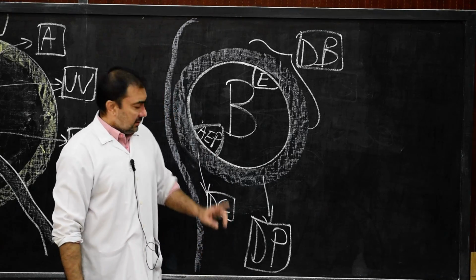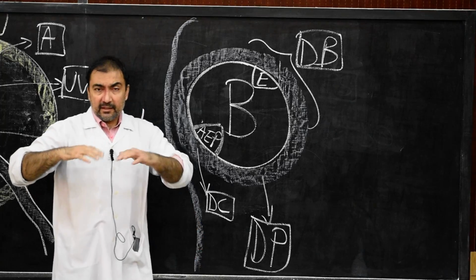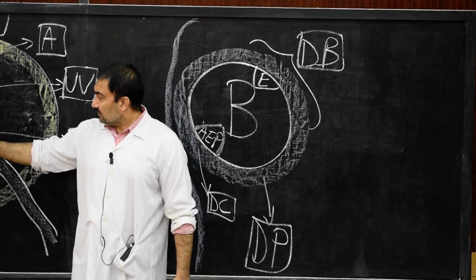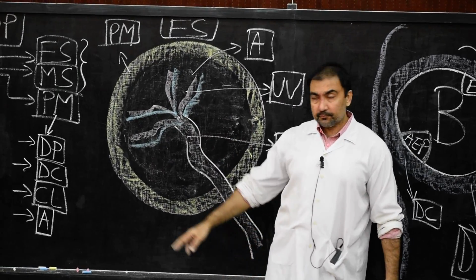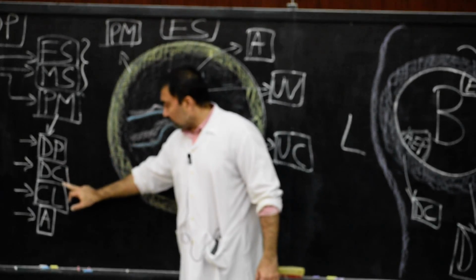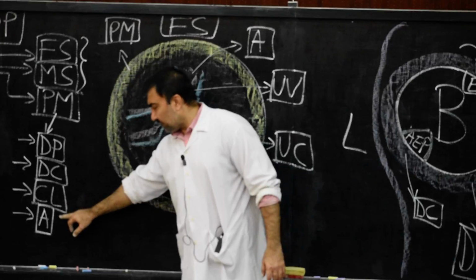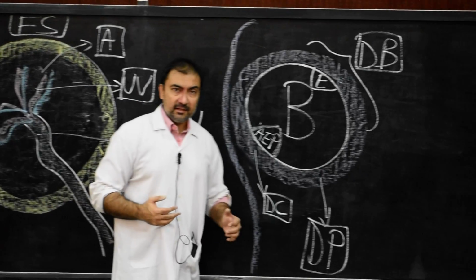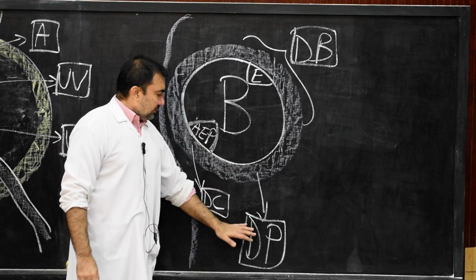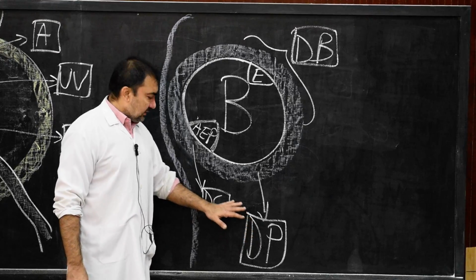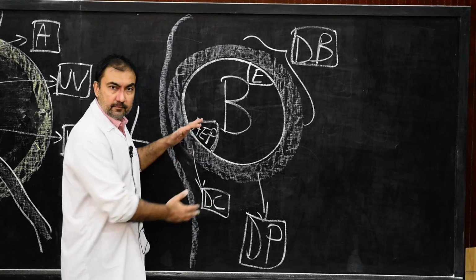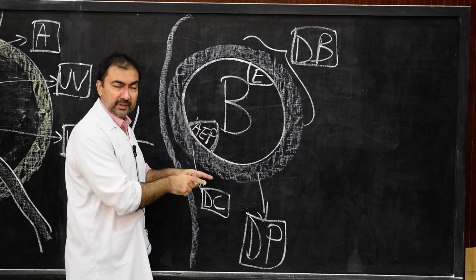Now, decidua, we are starting from the peripheral margin. Decidua parietalis, decidua capsularis, then chorion leaf and amnion. So please come on this side. Decidua parietalis will fuse with the decidua capsularis, which will fuse with chorion leaf.